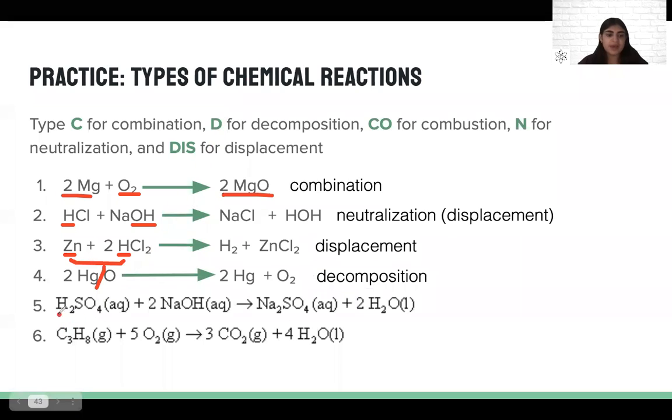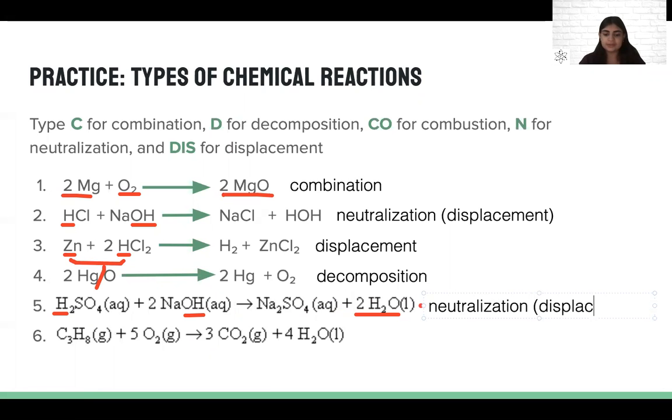Then for number 5, we have H2SO4. I noticed that this is an acid because it has an H. Plus 2NaOH. Okay, so this is a base because it has an OH, and we've actually seen this base before. It's just sodium hydroxide again. And that gives us Na2SO4, which is a salt, and water, which is a liquid. So once again, because we have acid plus base gives us water and salts, this is a neutralization, which is also a displacement.